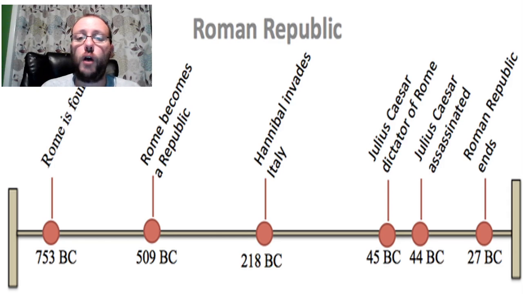This gives you an idea about the Roman Republic and the timeline. We're going to get into this over the course of this chapter, because this chapter is on the Roman Republic. We're going to end the Roman Republic in chapter 11, and we're going to get into the history of the Roman Empire at that point. So Rome was founded somewhere around 753 BC. It becomes a republic around 509 BC. In 218 BC, Hannibal invades Italy, and we'll talk about that. Julius Caesar becomes the dictator of Rome in 45 BC. He's assassinated in 44 BC, and the Roman Republic ends in 27 BC. We'll get into that when we talk about Octavian and Mark Antony and people like that, in the next chapter. But that just gives you a timeline of this chapter.